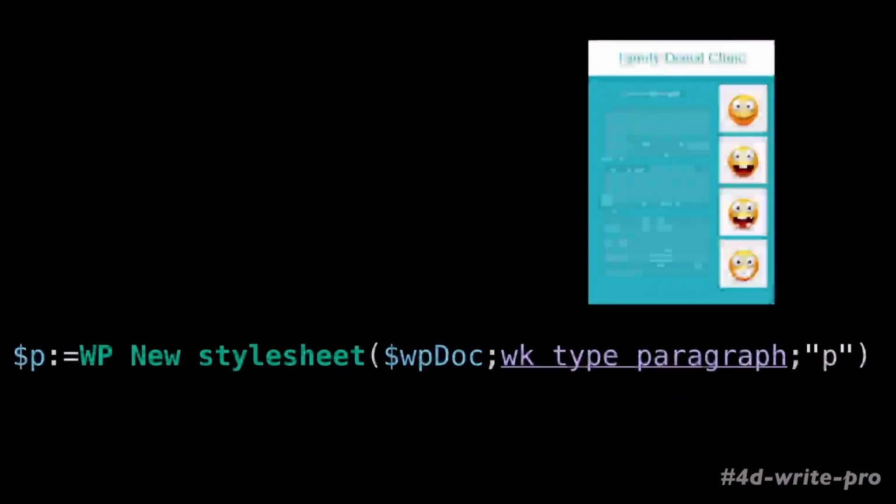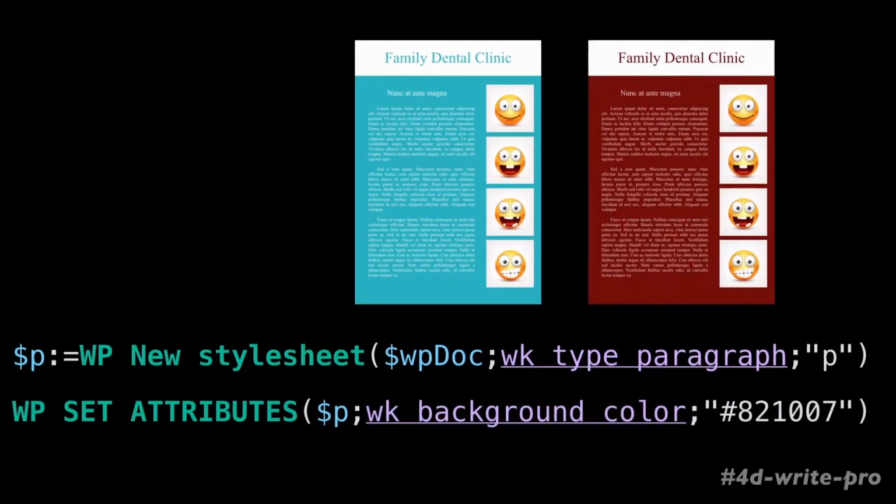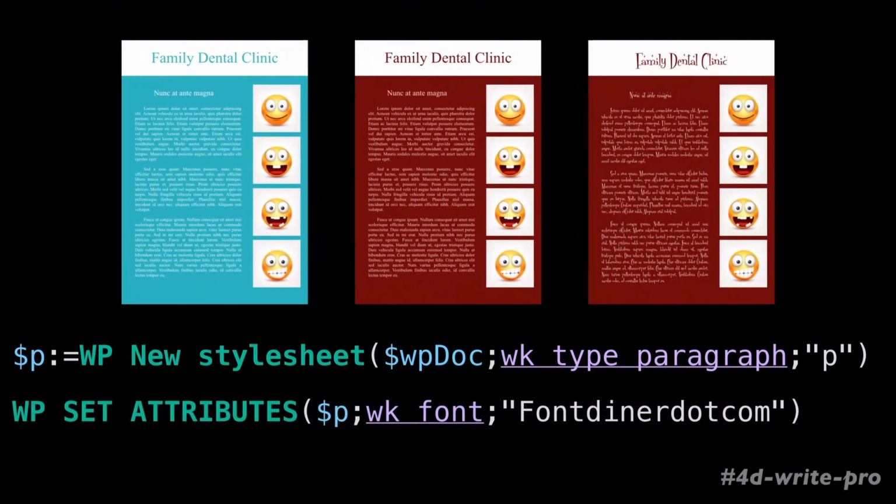So let's just recap what just happened there. A style sheet in Write Pro is an object that represents a CSS class. So this is an object, and you can use WP set attributes on this object to set the background color for this class. You can use the same command to set the font for this class.